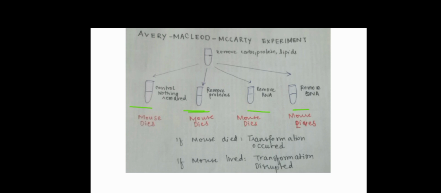Then the third sample of the extract was treated with RNases. They removed the RNA from the extract filtrate and then injected it into another group of mice, and all the mice died. So they found that RNA is not responsible for transformation, because in the absence of RNA, transformation still occurred.